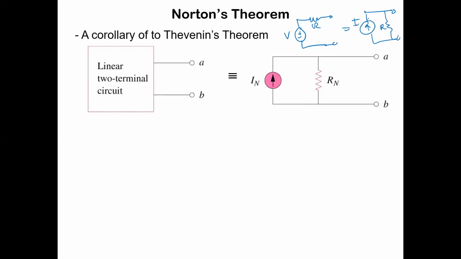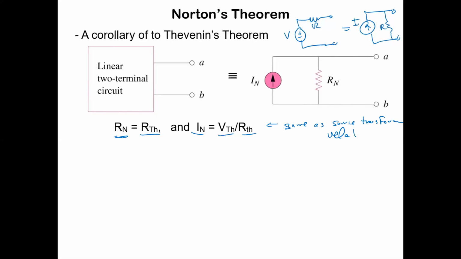And it turns out that the Norton resistance is the same as the Thevenin resistance. That's very convenient. And I Norton is the same thing as V Thevenin over R Thevenin, which is the source transform relationship between those two. So if you just found the Thevenin equivalent and you did the source transform of it, you would have the Norton equivalent. It's that simple.